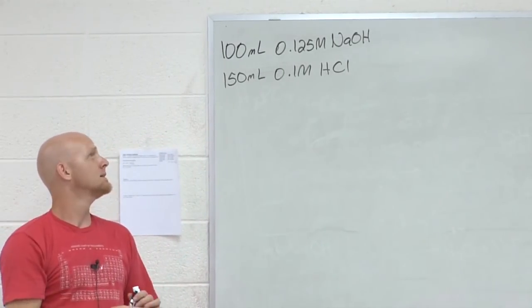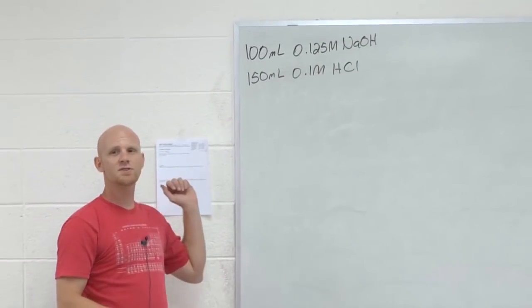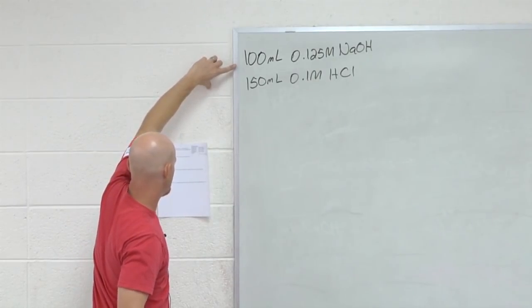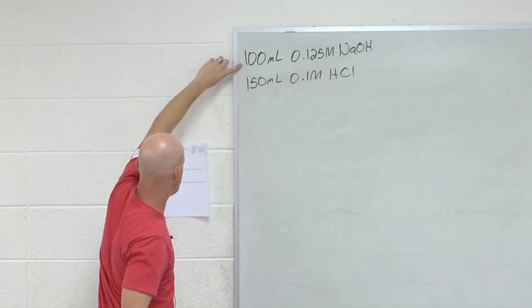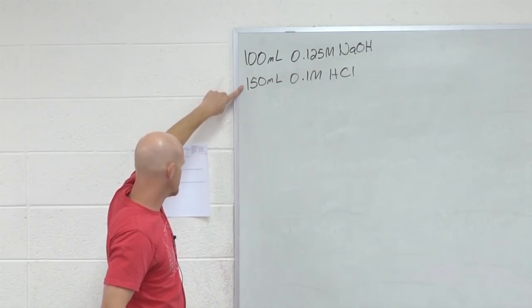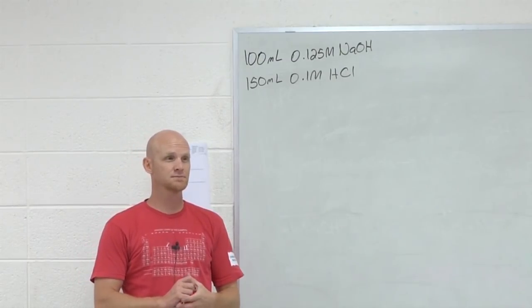Okay. So here, the question doesn't actually use the word titration in it. The question just says 100 milliliters of 0.125 molar NaOH is added to 150 milliliters of 0.1 molar HCl. What is the pH of the resulting solution? How would you know this is a titration question?